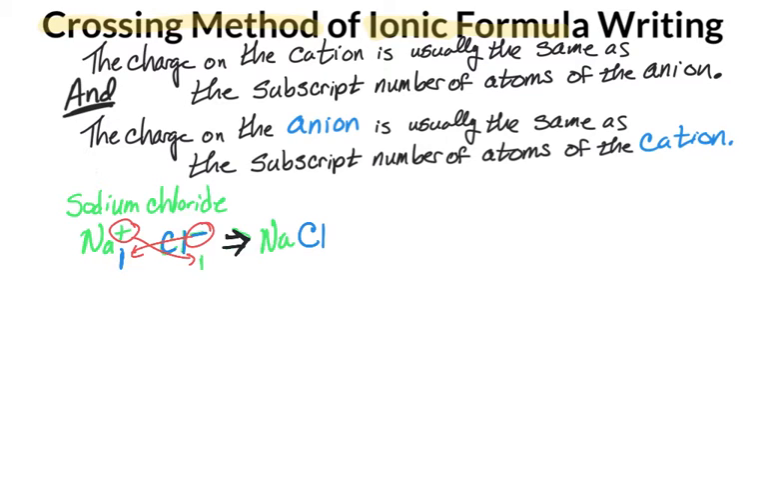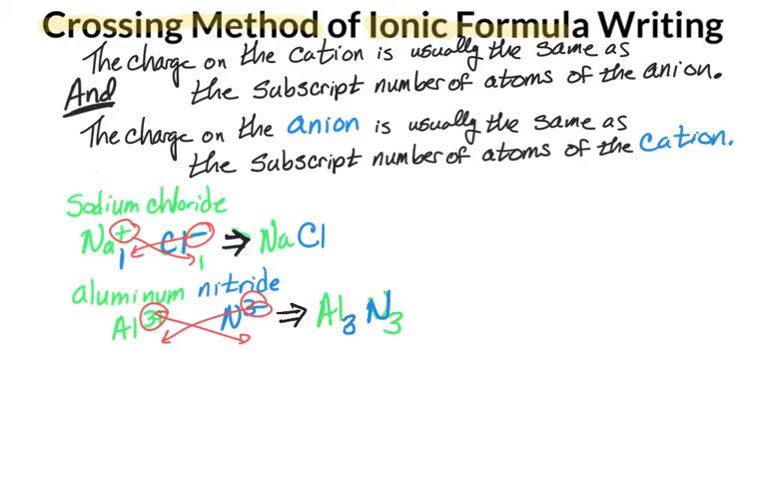And now we'll show you the first error that occurs. Let's try aluminum nitride that we saw earlier. So aluminum, we put the 3+ here, and N has a 3-. The 3 from aluminum goes to the bottom of the N, the 3 from the nitride goes to the bottom of the aluminum. And you will see that the formula is Al3N3, and that is not correct.